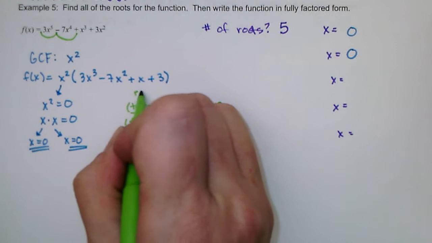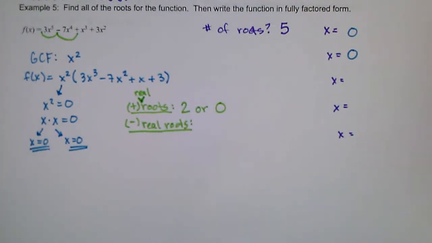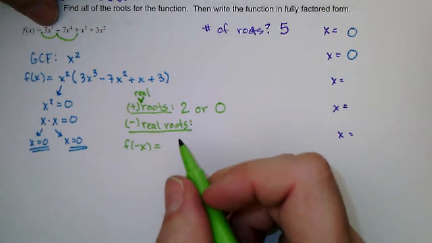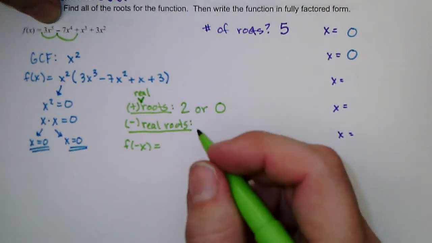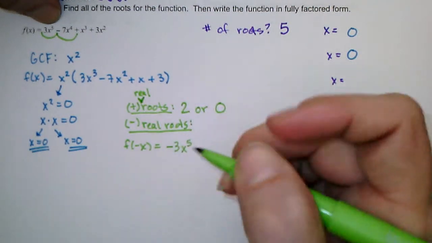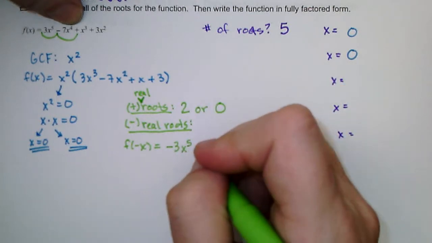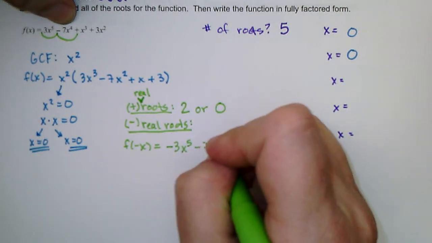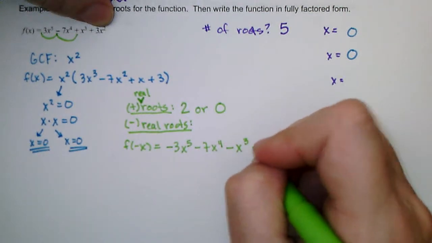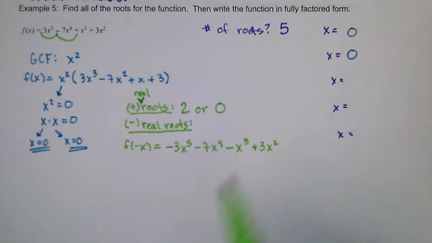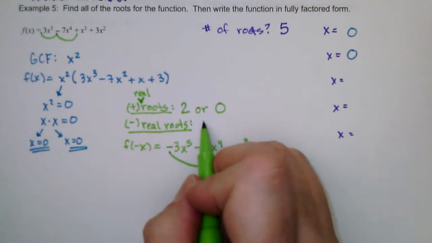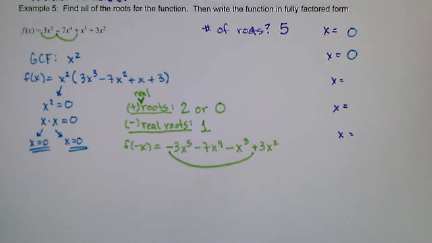And then my negative real roots, I should have put real in there. My bad. Negative real roots, we do f of negative x. And remember what happens there is that my odd exponents switch their sign. So 3x to the 5th becomes negative 3x to the 5th. My even exponents stay the same, so that will still stay negative 7x to the 4th. Odd exponents switch the sign, minus x cubed. Even exponents stay the same. And then count my sign changes. I start out negative, and I change to positive 1 time, so there will be 1 negative real root.